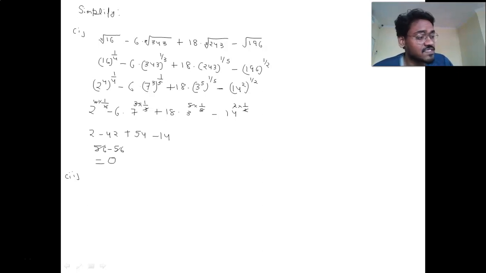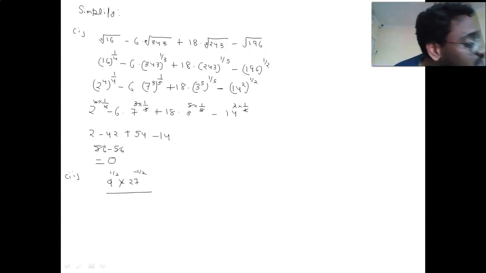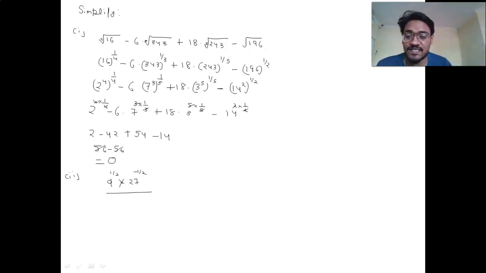Okay, see, अगर इस तरीके का क्वेश्चन आए तो कैसे करेंगे हम? Suppose you have to simplify this: 9 raised to the power 1 by 2, times 27 raised to the power minus 1 by 2, and in the denominator it's 3 raised to the power 1 by 6 into 3 raised to the power minus 2 by 3, and you have to simplify this.